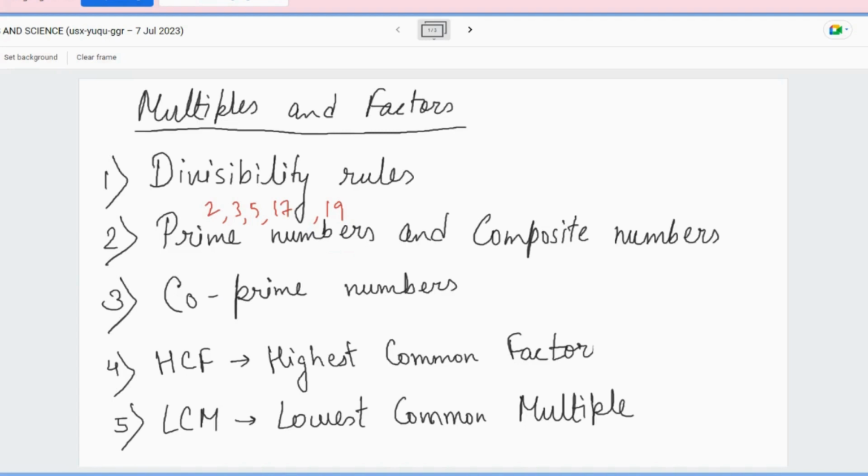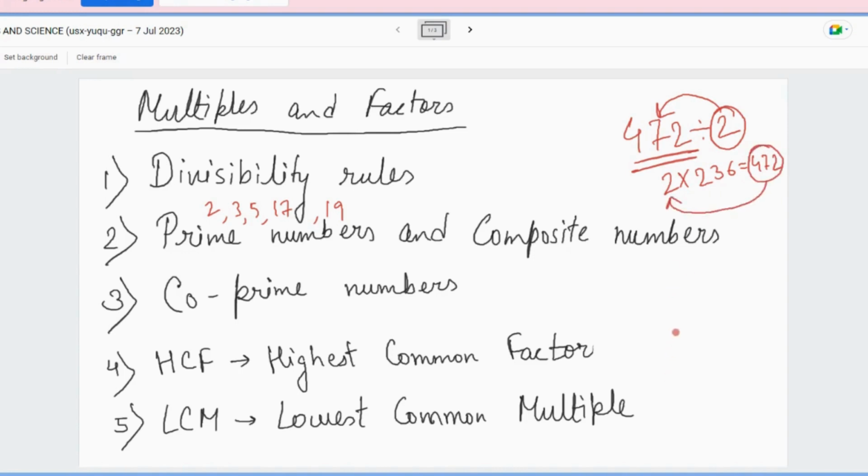What are factors now? Factors are the numbers with which we can divide a large number. For example, 472. This number I can divide with 2. Right? So 2 is a factor of 472, correct? So this is the factor. And I can also say that 472 is a multiple of 2. Because if I multiply 2 with 236, I will get 472. So obviously 472 now is a multiple of 2. It comes in the table of 2. Okay. So 2 is a factor of 472.